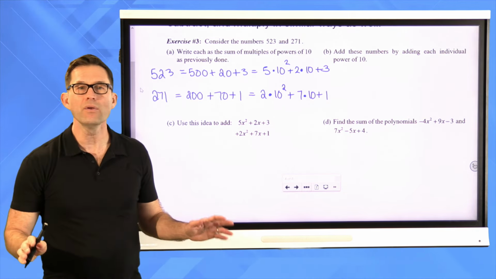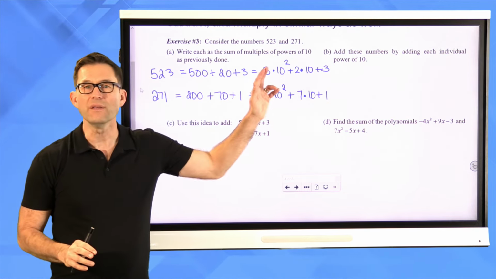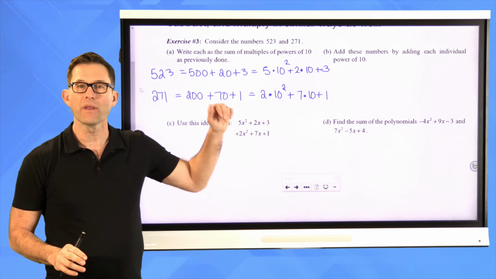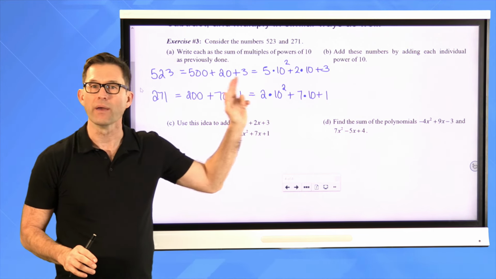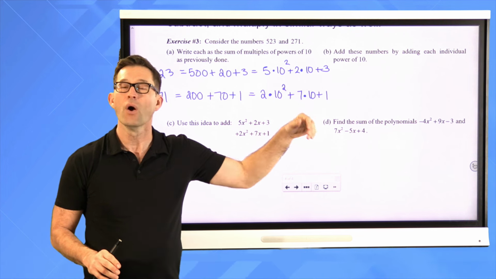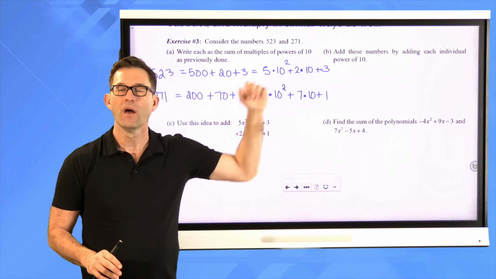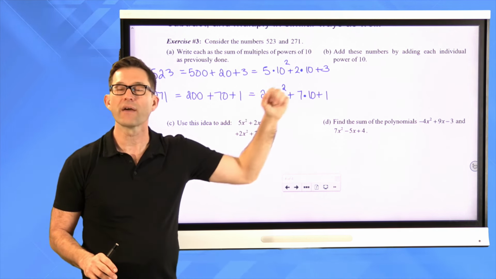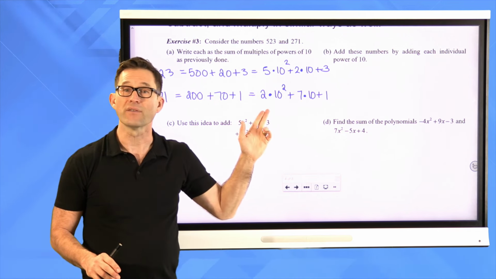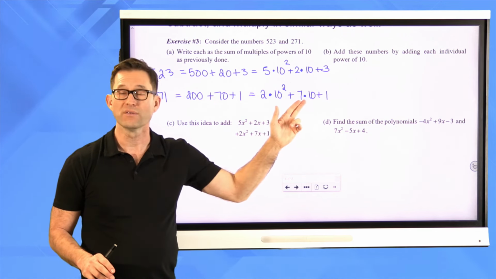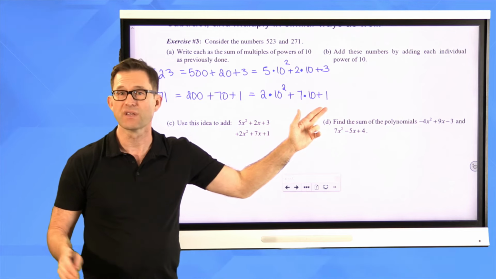Now, I want you to really keep in mind what each one of these says. What each one of these says is 523, right? When I write it like this, I can think of this as, well, I've got 5 100s, I've got 2 10s, and I've got a 3. In this case, I've got 2 100s, 7 10s, and just the number 1.